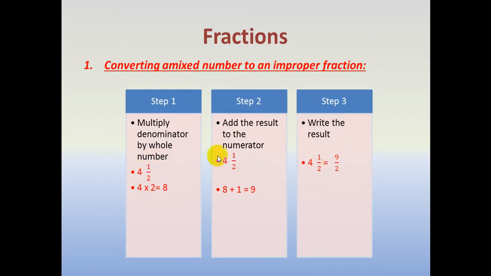And here, to convert from any fraction, the denominator isn't changing. Okay, 4 and a half, convert: 4 times 2 is 8, plus 1 is 9. 9 over 2. And we write the same denominator. We didn't change the denominator, okay? We write the same denominator.